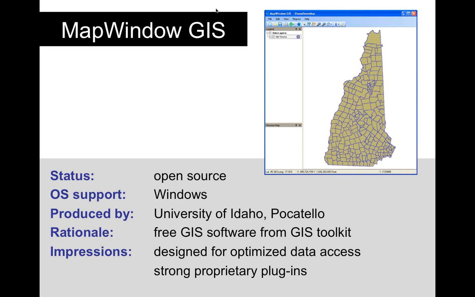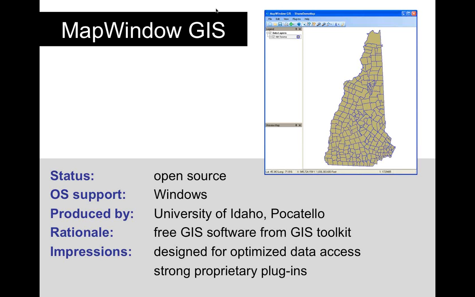Window GIS is another example of an open source project. This one runs only on Windows. I think it uses DirectX, which is a very Windows specific type of tool. It was originally produced, I think, at Utah State University, and, as far as I can tell, sort of the efforts in it are based in the University of Idaho, Pocatello.